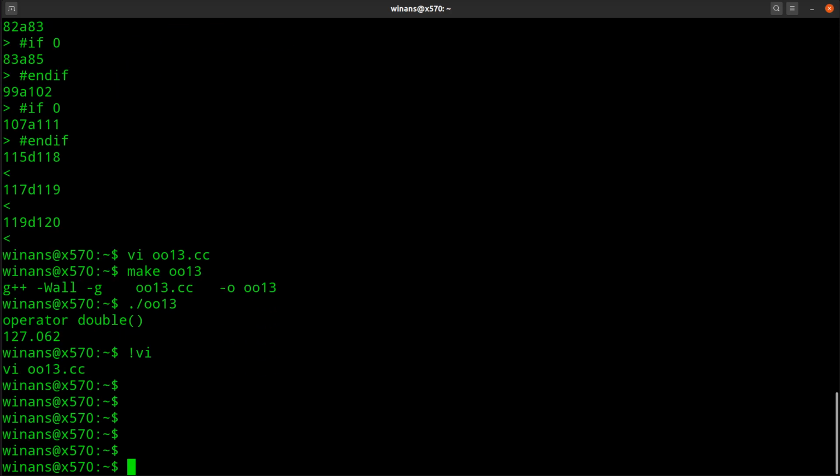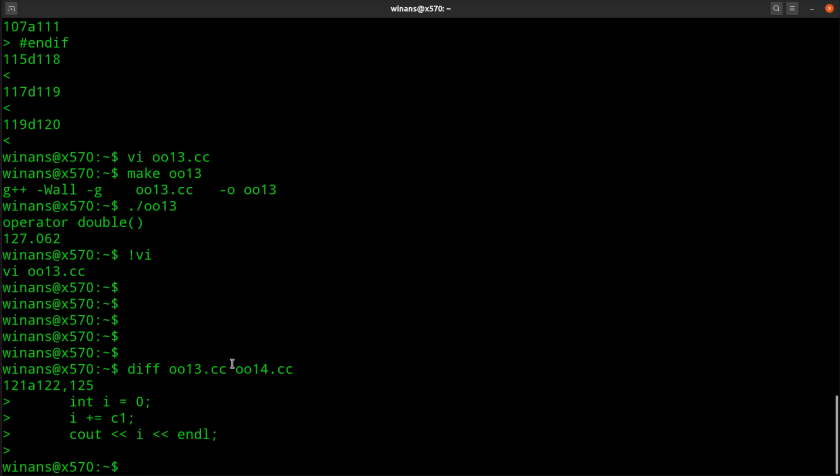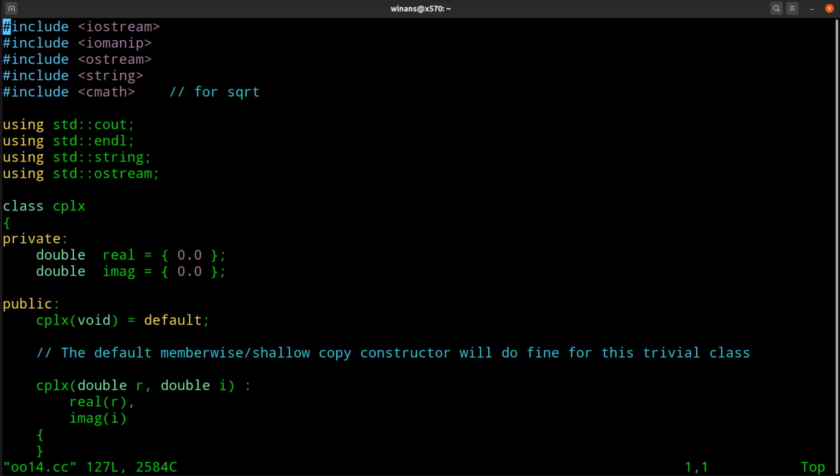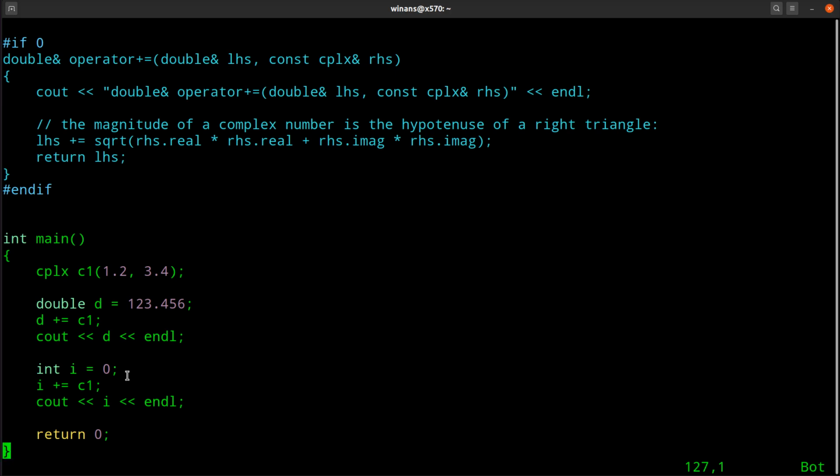Now let's take this a little bit further. Let's differentiate between 13 and 14 and see what's going on with that. Okay, what happens here? So in version 14, I've simply added these three lines of code to the main. Let's get a bird's eye view here. I've added these three lines down here, okay? Everything else is the same. But this time I've created an integer, and I say I want to add C1 to an integer, and then print out that integer. Well, what's it going to do now?